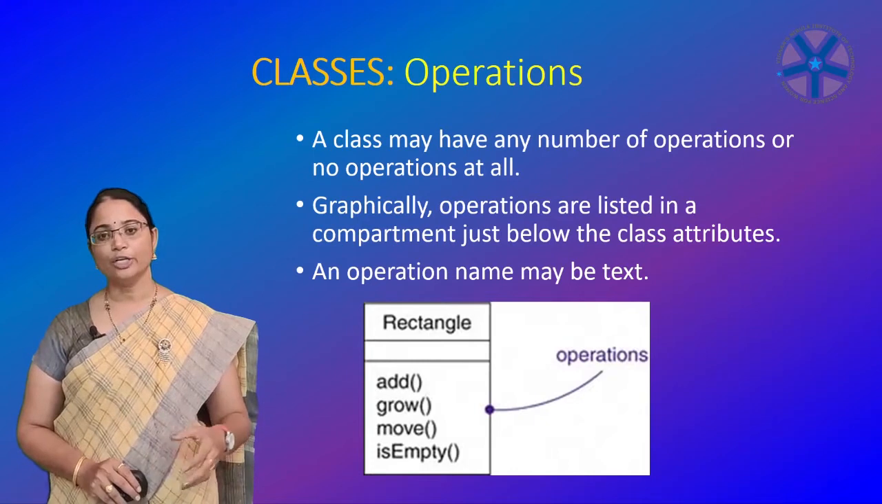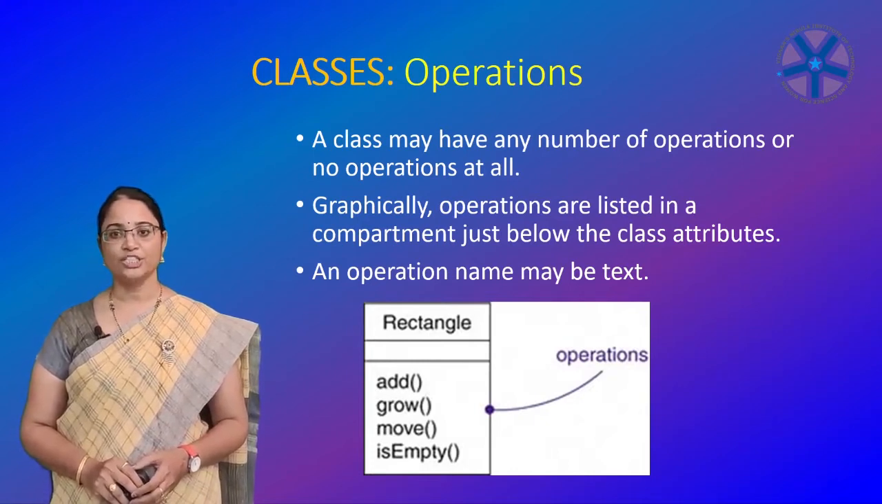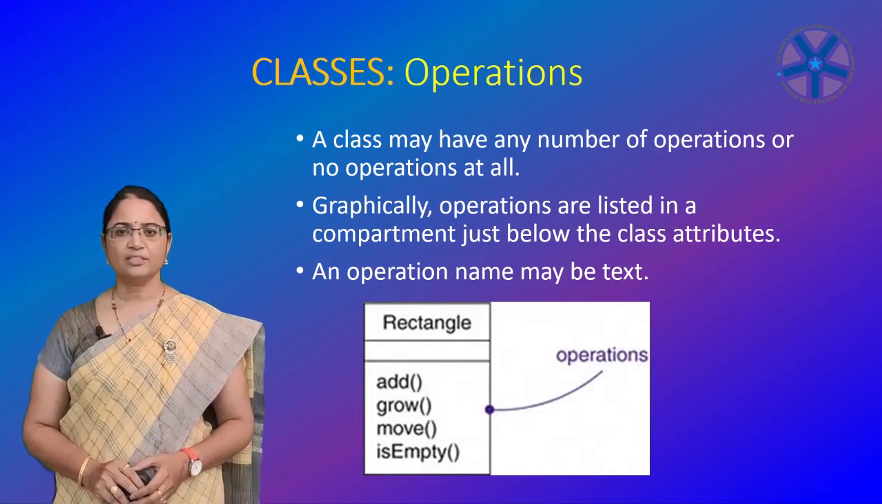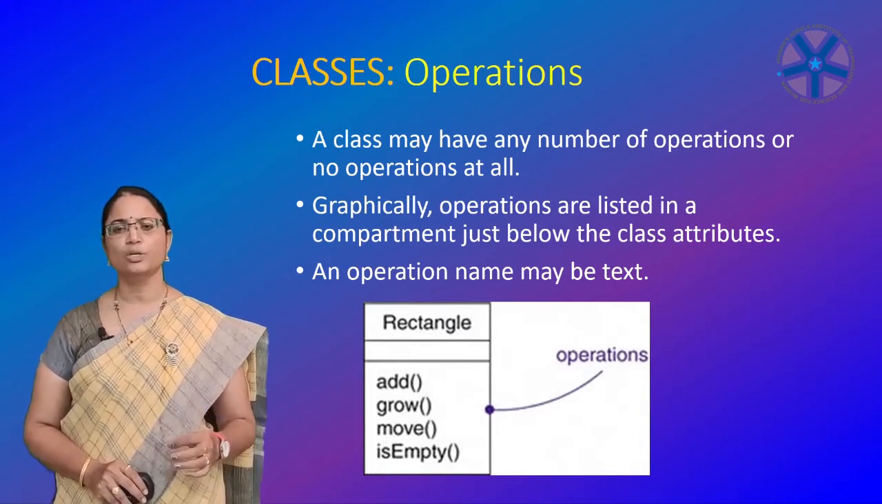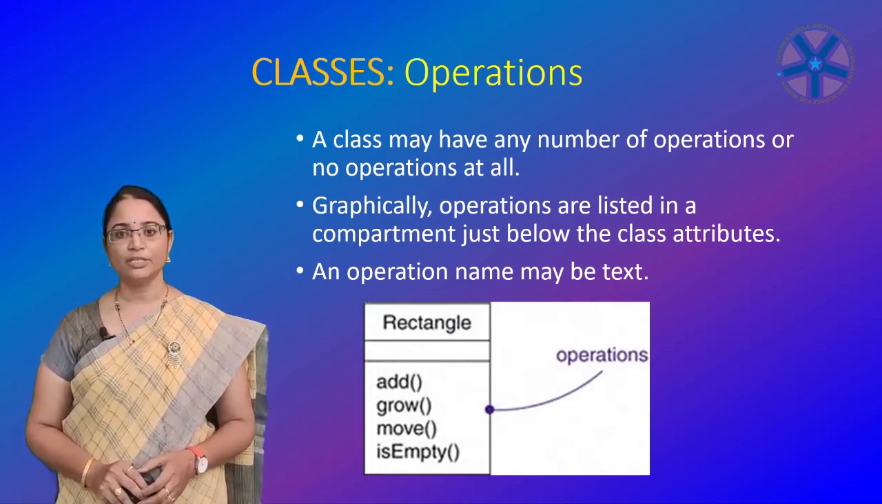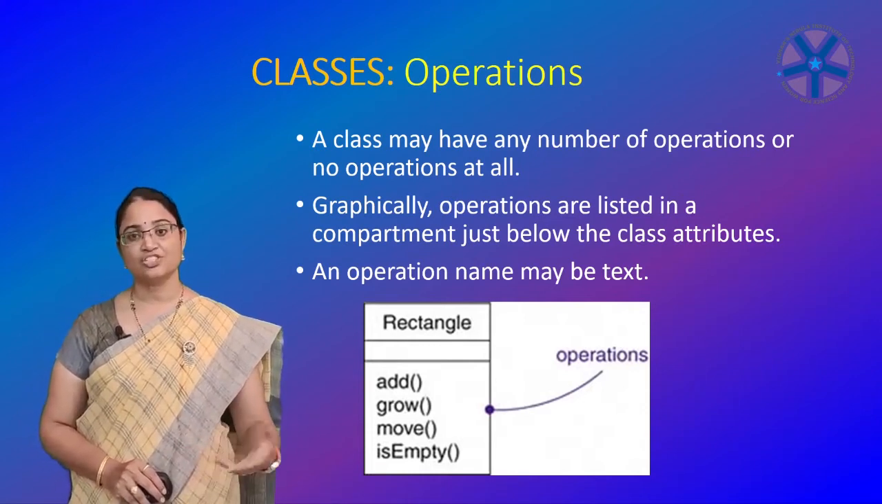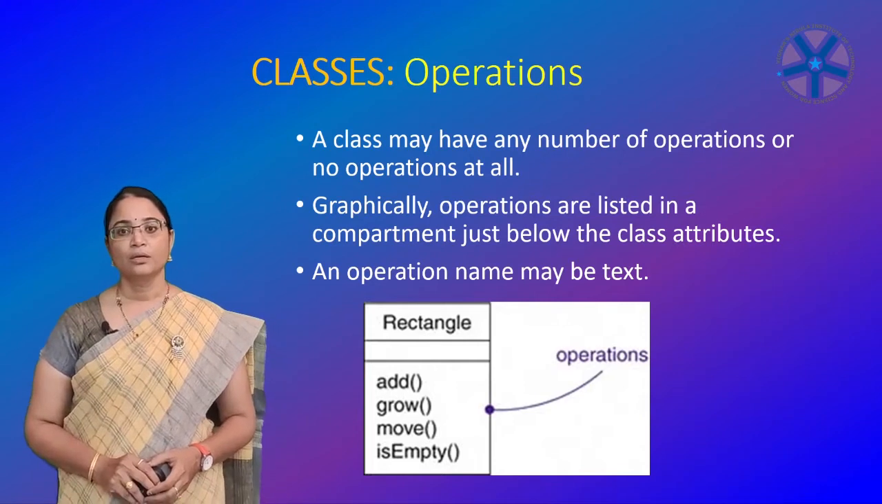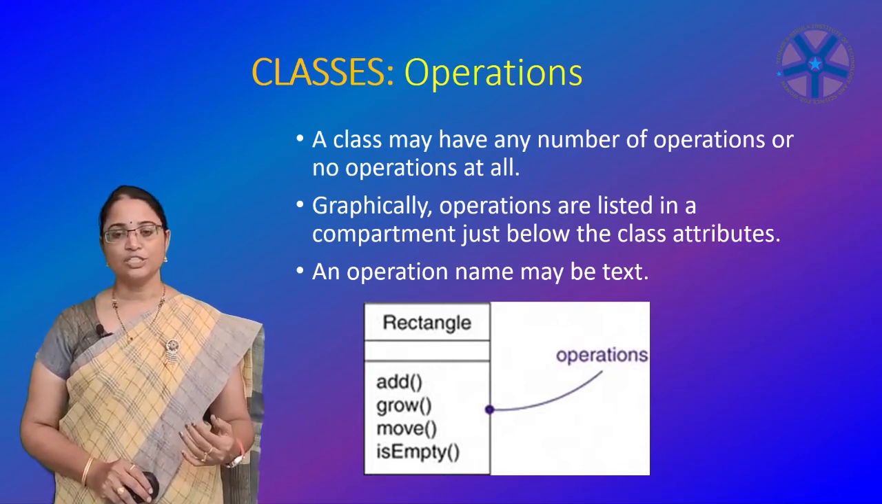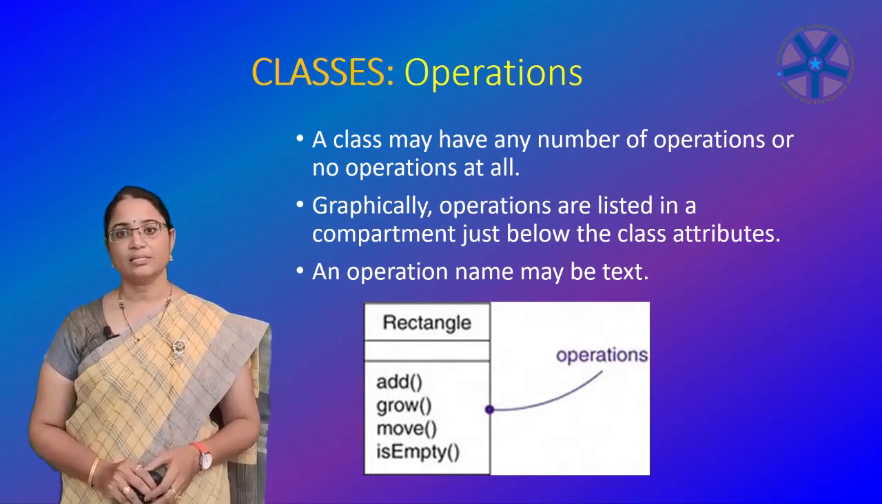The important point to note here is that an operation name may be a text, just like a class name. In practice, an operation name is a short verb or verb phrase that represents some behavior. Move, for example, is a verb. These operations might be the verbs of a particular class.